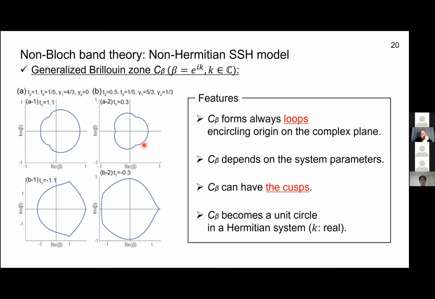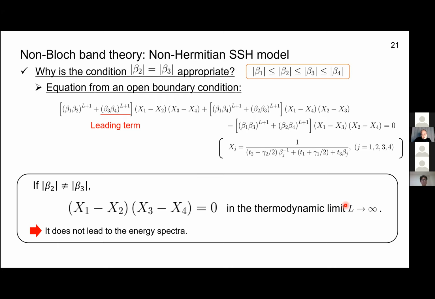So, okay, finally, the generalized Brillouin zone becomes a unit circle in a Hermitian system. And this means that the Bloch wave number becomes real. So far, I showed the generalized Brillouin zone and the energy spectra in the non-Hermitian SSH model. However, the question arises: why is this condition appropriate for the generalized Brillouin zone? I will explain this question here.